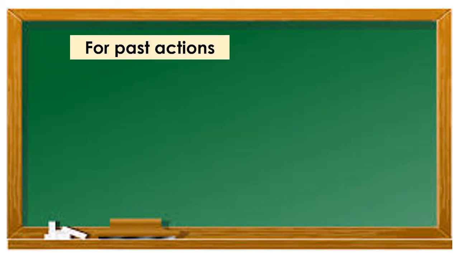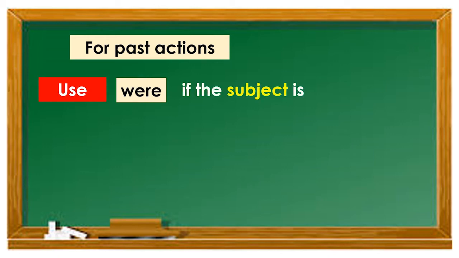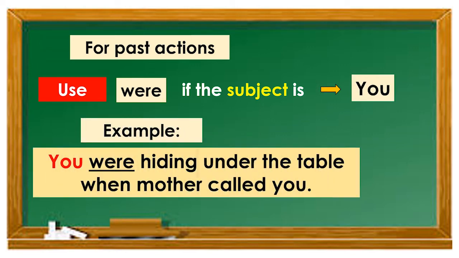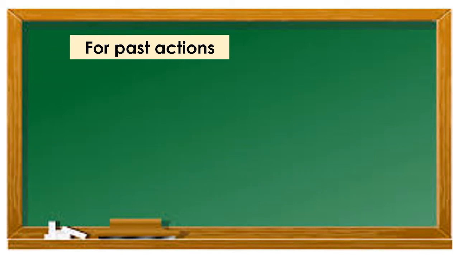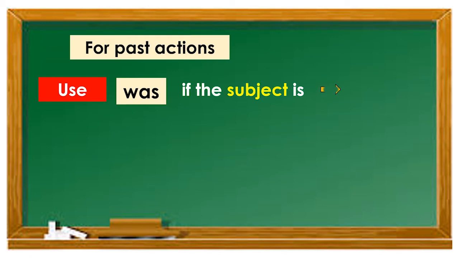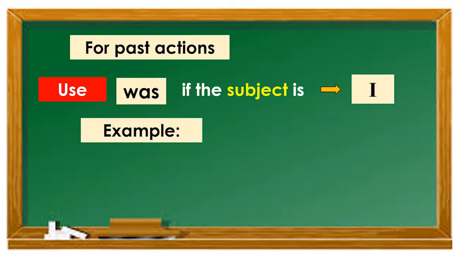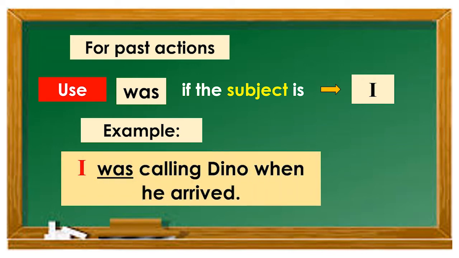If it indicates past happenings, use the be verb were if the subject is you. Example, you were hiding under the table when mother called you. And use the be verb was if the subject is I. Example, I was calling Dino when he arrived.